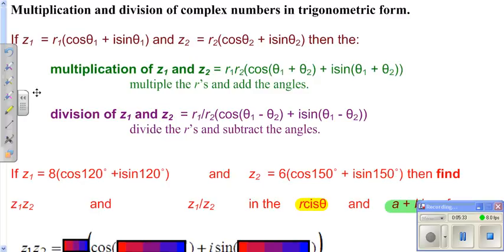Well, we can also multiply complex numbers together when they are in the trig form. If you're multiplying complex numbers in the trig form, here are your two complex numbers at the top. Your first one here with all subscripts 1, your second one with all the subscripts 2. If you're multiplying your two complex numbers together, it says multiply the two r's together and add your two angles. When you are dividing your complex numbers, divide your two r's and then just subtract your angles.